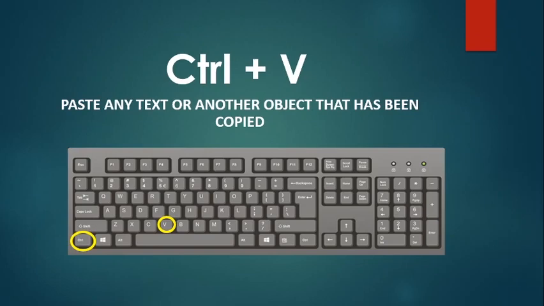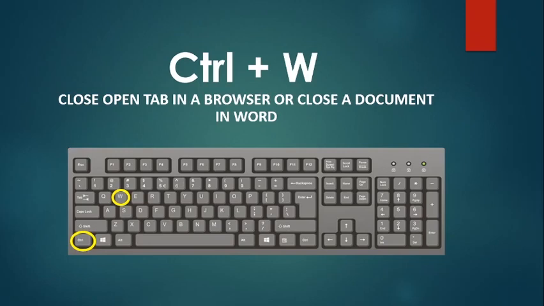Now next one, Ctrl V. This is actually used in connection with the Ctrl C key. So Ctrl C is used to copy the text or the file or wherever the document is, and then you use Ctrl V to paste that particular file somewhere else in a different folder. Now next one is Ctrl W. This one will close the tab in a particular browser, or it can close the document for you in Word or any other application which you're using.